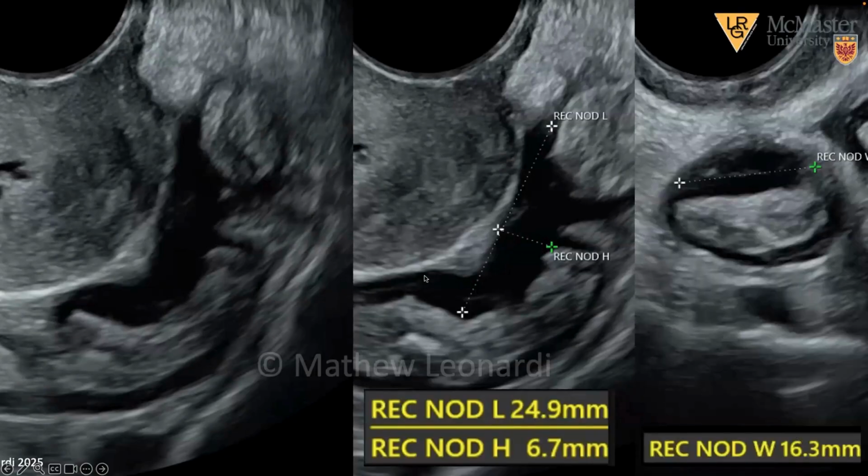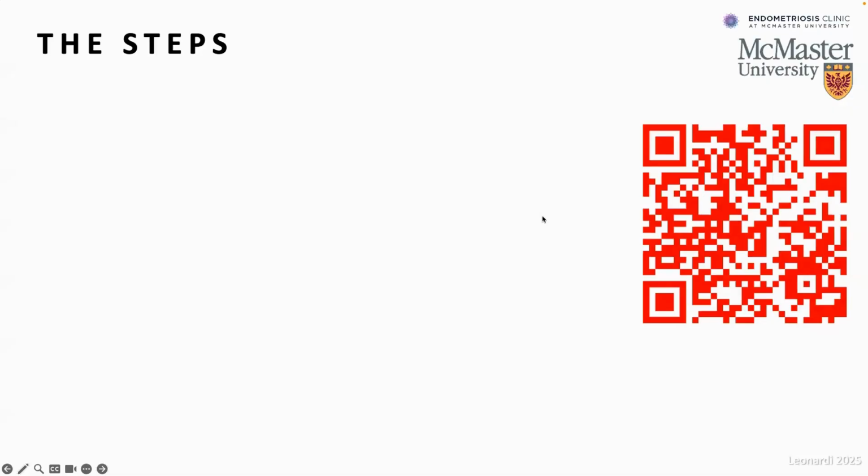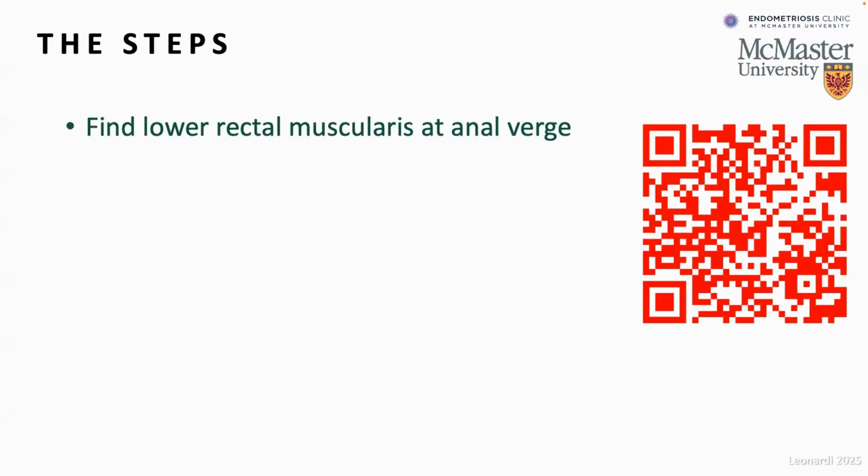If it's very C-shaped, you can measure this with the trace or the spline function, but it's not generally going to make a huge difference from a surgical planning standpoint. And so the steps to find bowel endometriosis is to first find the bowel at the anal verge, and you're looking at the lower rectal muscularis here. And then once you find that, you simply follow the black line.